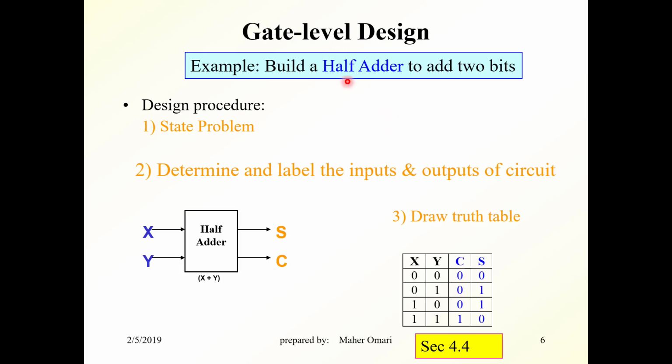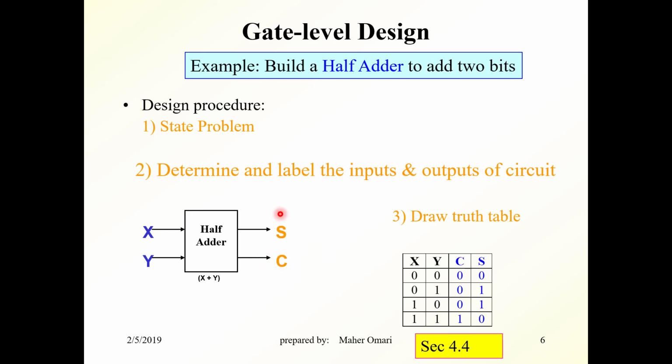Okay, let's start using gate level design. We have 5 steps in order to design a circuit using the gate level design. The first step is stating the problem. What do you want to design? State the problem as clearly as you can. In this case, we want to design what's called a half adder. We want to build a half adder. What is a half adder? A half adder is a combinational device that adds 2 bits and gives the sum and the carry of the result.